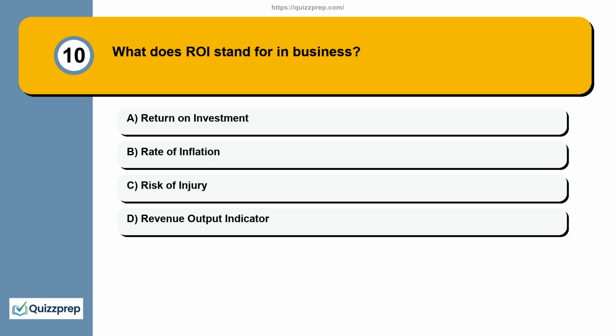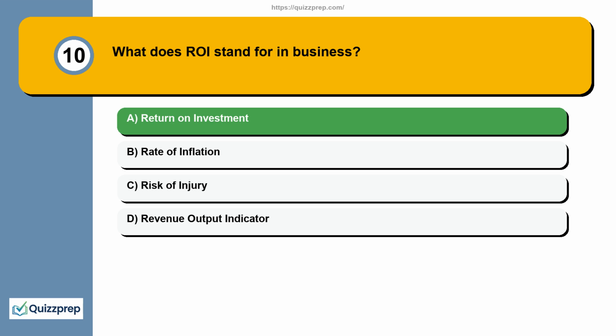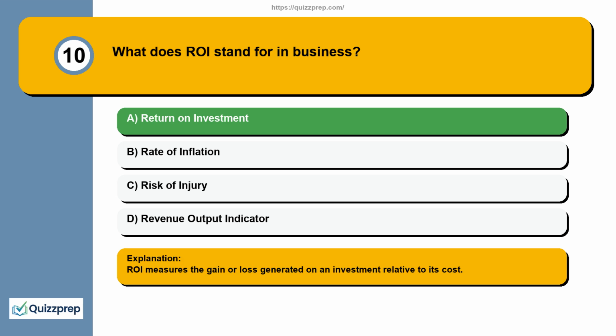Question 10. What does ROI stand for in business? Here are your options. Option A. Return on investment. Option B. Rate of inflation. Option C. Risk of injury. Option D. Revenue output indicator. The correct answer is option A. Return on investment. Explanation. ROI measures the gain or loss generated on an investment relative to its cost.